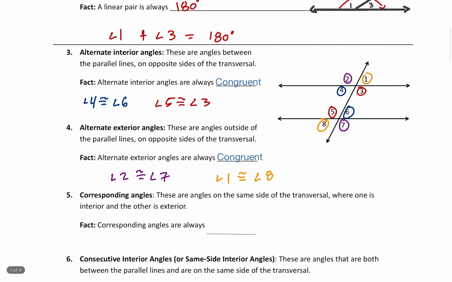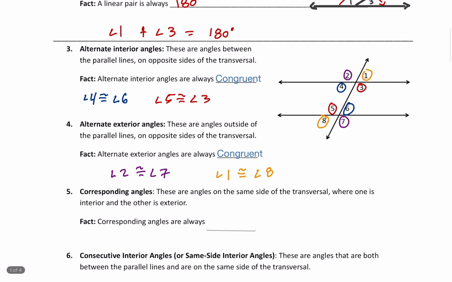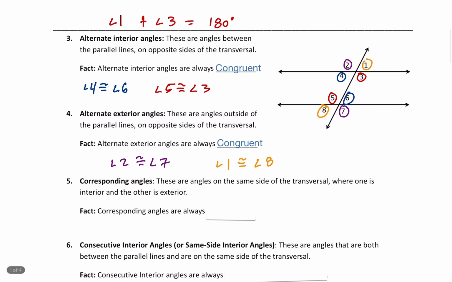Okay, then we have corresponding angles. These are angles on the same side of the transversal where one is interior and one is exterior. So I'm actually going to erase all these colors up here and we're going to start fresh. So corresponding angles, one's got to be interior and one's got to be exterior. So I can pick something from the top up here and then I have to pick something inside. And they also have to be on the same side of the transversal.